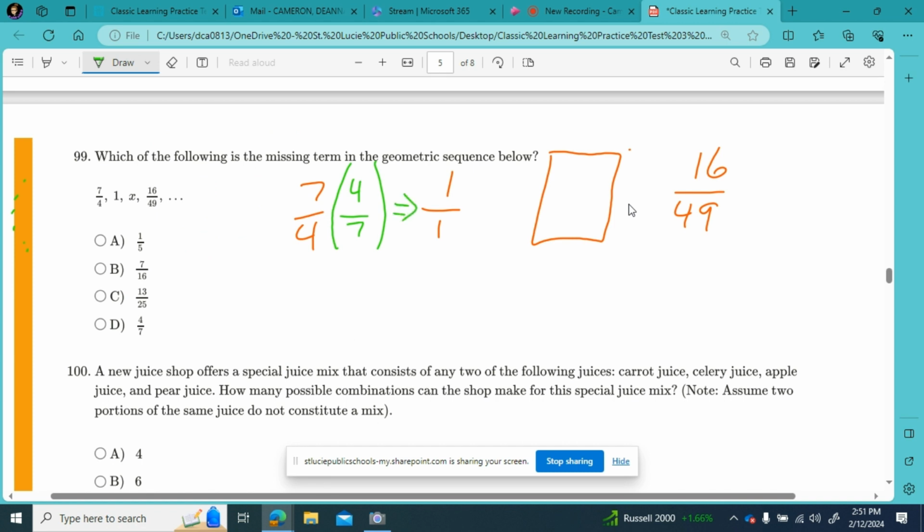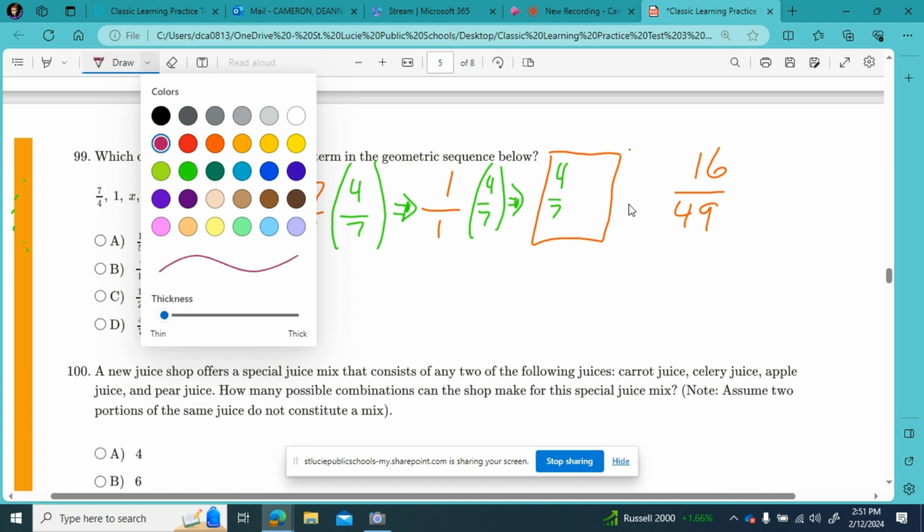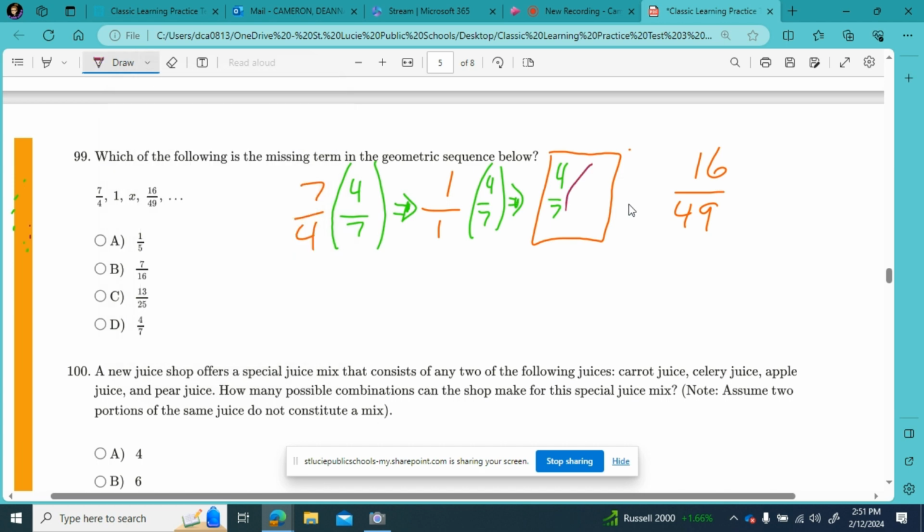And if I have 1/1 and I multiply it by 4/7, then I have 4/7, times 4/7 again. 4 times 4 is 16, 7 times 7 is 49. So our missing term, what we're multiplying by, is 4/7. That is our correct answer.